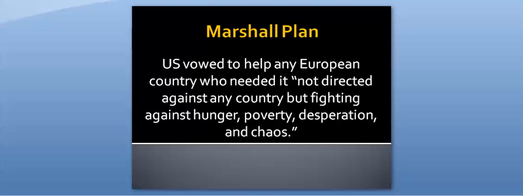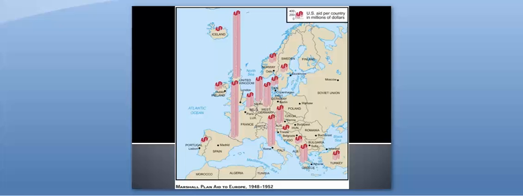The first action the U.S. took was called the Marshall Plan. Following World War II, many of the European countries were struggling to recover from the fighting, both physically and financially. The U.S. Secretary of State George Marshall saw this and developed a plan to help these countries. In part, this plan said the U.S. will aid any and all European countries who need it. This is not directed against any country, but fighting against hunger, poverty, desperation, and chaos.